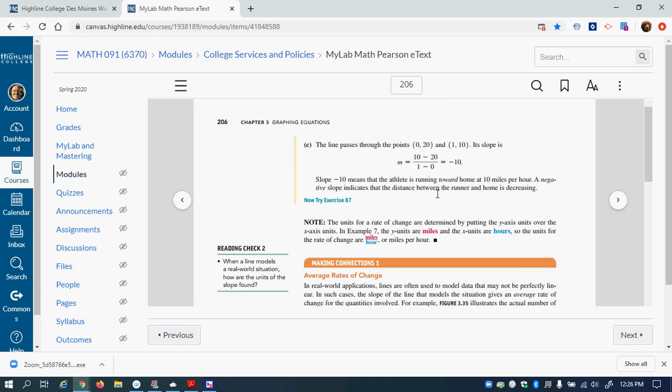So you go to the next page, and sure enough, you get a negative 10, because 10 minus 20 is negative 10, and 1 minus 0 is 1. So yeah, the slope is negative 10. Slope negative 10 means that the runner is running towards home at 10 miles per hour. The negative slope indicates that the distance between the runner and the home is decreasing. So this is really an interesting point.